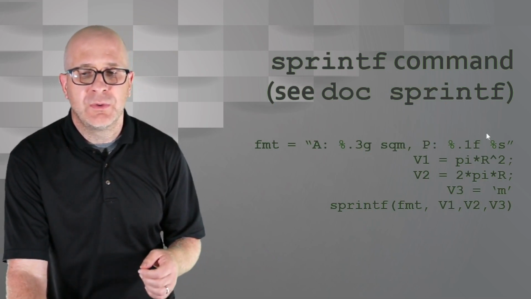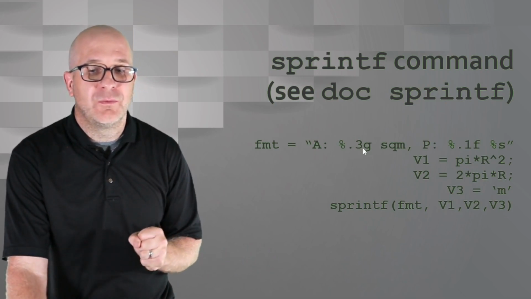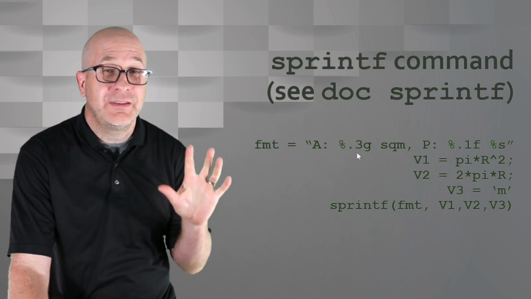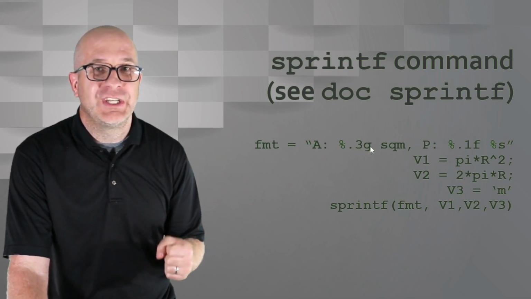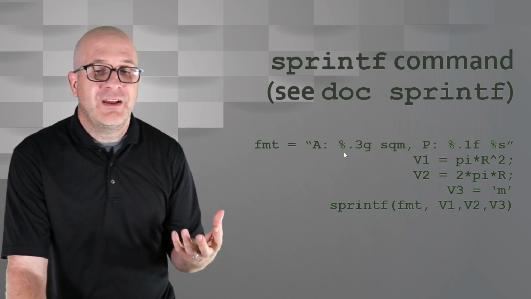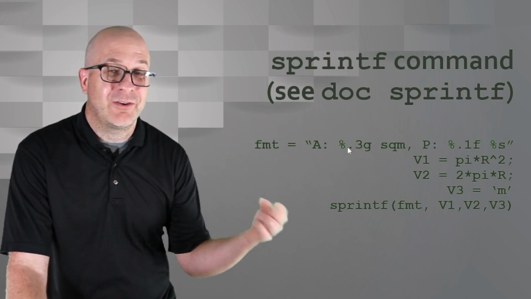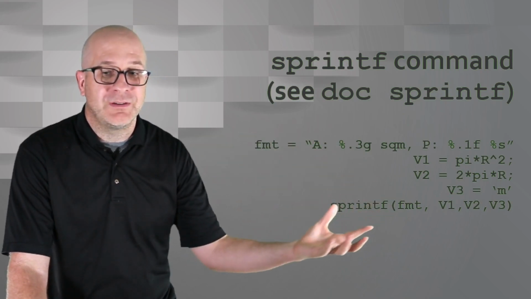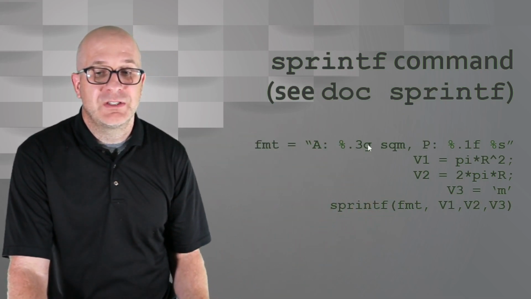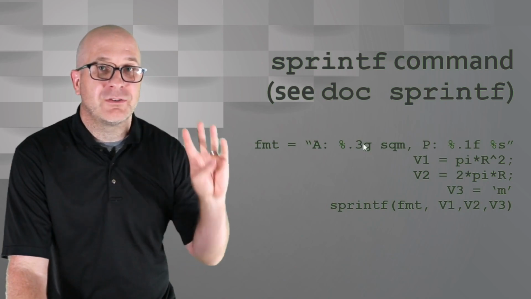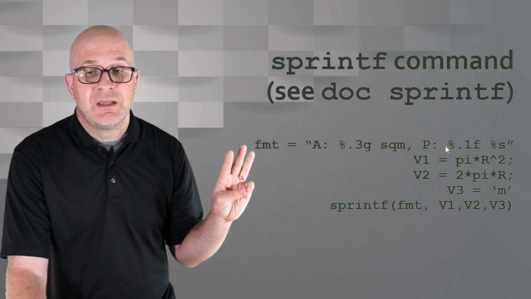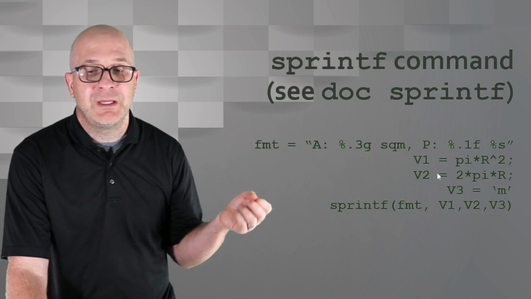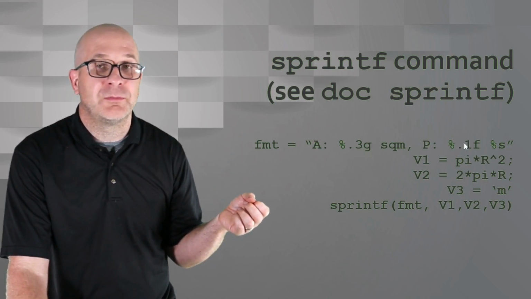So let's take a quick look at what these percent things mean a little bit more in depth, and then we'll go into an example. So %.3g means percent tells MATLAB there's an output going to be printed there, or a value printed there. It's going to have g, which is a number of significant figures of 3, as specified by me here.